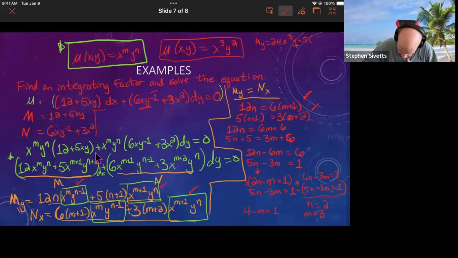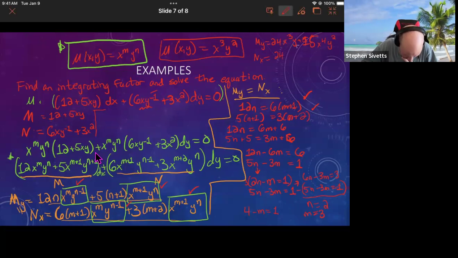Yeah, so 5 times 3, that's 15. So that's 15. That's to the 4th y squared. And that should be the same. So 6 times 3 plus 4, that's 24.